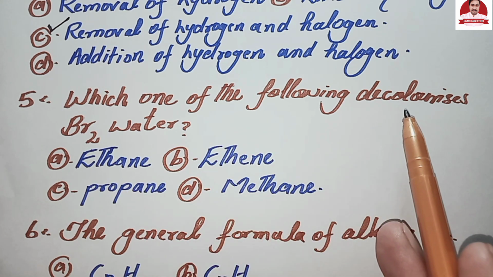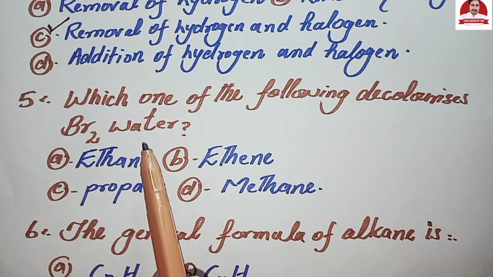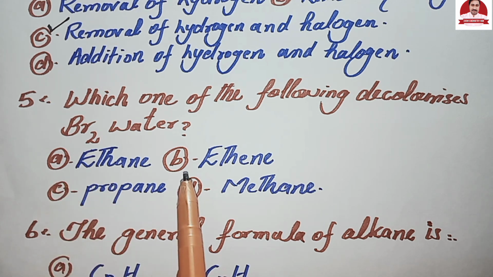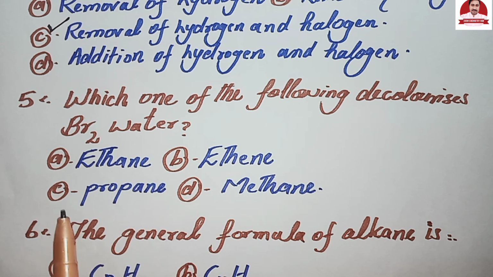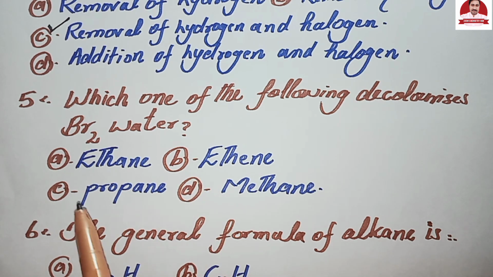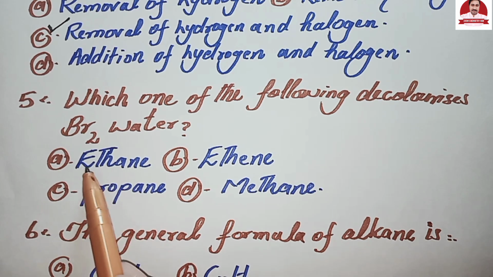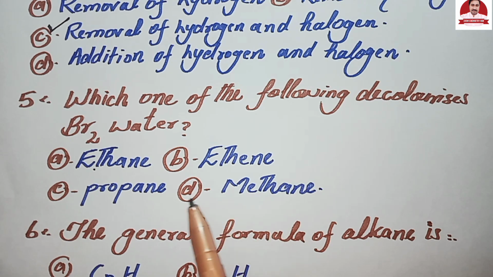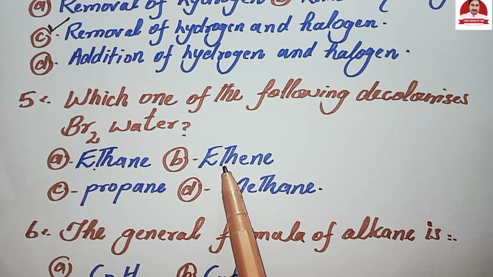Which of the following decolorizes the bromine water? Option A, ethane. Option B, ethene. Option C, propane. And option D is methane. In these four options, we can see that three are alkanes, that is ethane, propane, and methane. And option B, that is ethene, is an alkene.